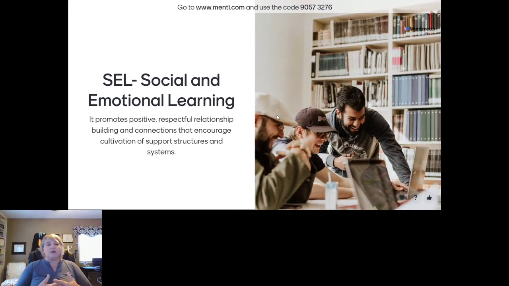But SEL promotes very positive and respectful relationship building experiences, and it connects individuals to each other, which helps them build their own learning community.